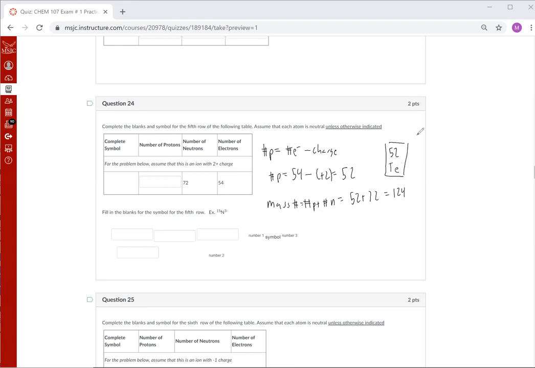Professor, I think a proton is supposed to be 56. Ah, yeah, so I see. So the number of protons is the number of electrons plus the charge. Sorry, I was using the wrong equation. Yeah, this should be 56.